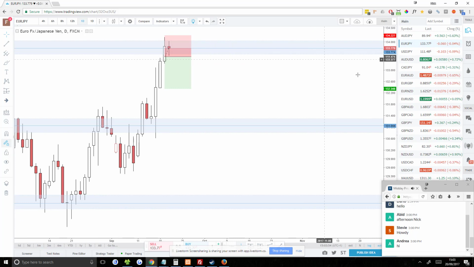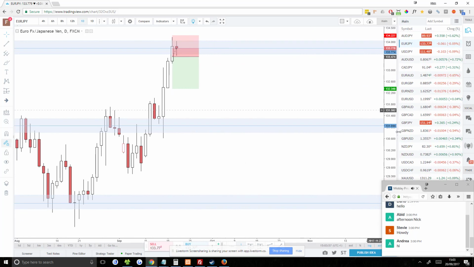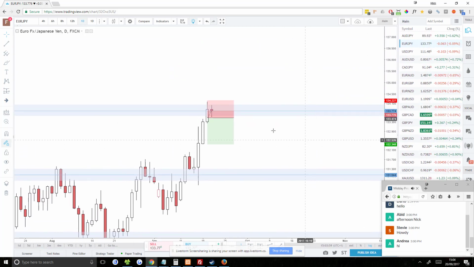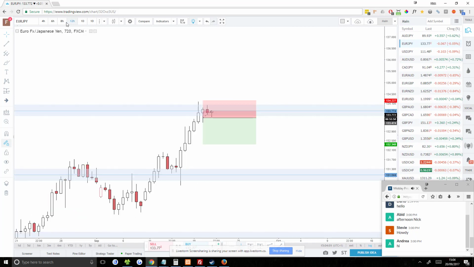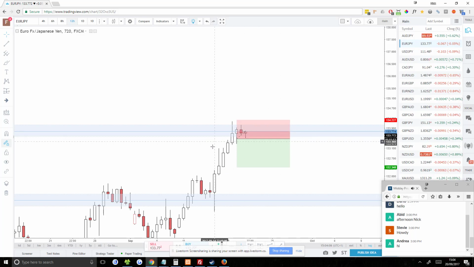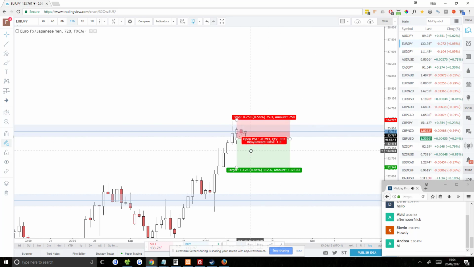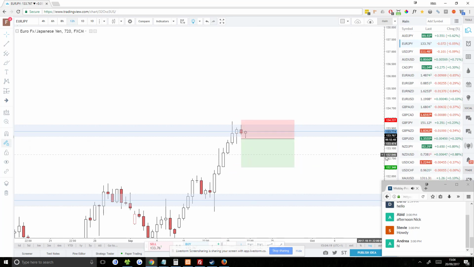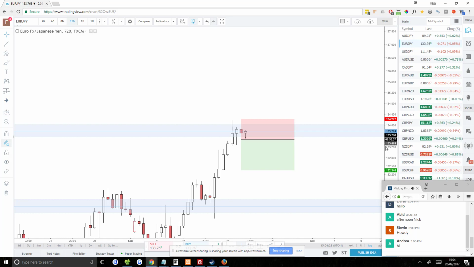EURJPY. Now, I shared a potential trade on EURJPY yesterday, and I said that I'm considering entering it. I'm still considering entering it. I actually had an entry placed down here at the 133.26. I've since adjusted that entry and pulled it up to where it is now. So these are the parameters for my trade at the moment. It's not been entered yet. This is just a pending order. I have a pending order down at around the 133.47.